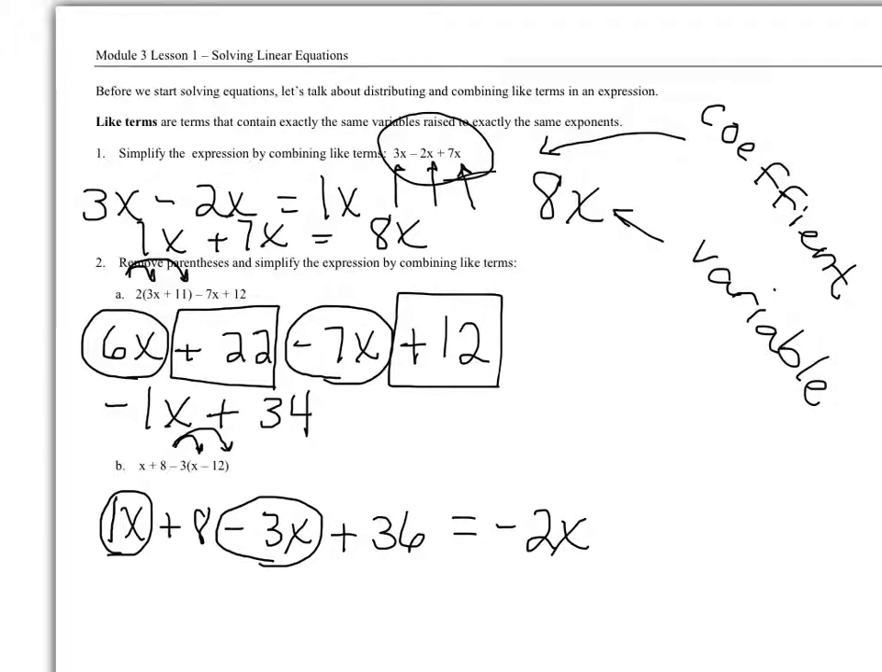Now let's clean up what we call the constants. 8 is a constant because it doesn't have any variable attached to it. I want to make these look a little different. 8 and 36, we're going to add those up and we get a positive 44.